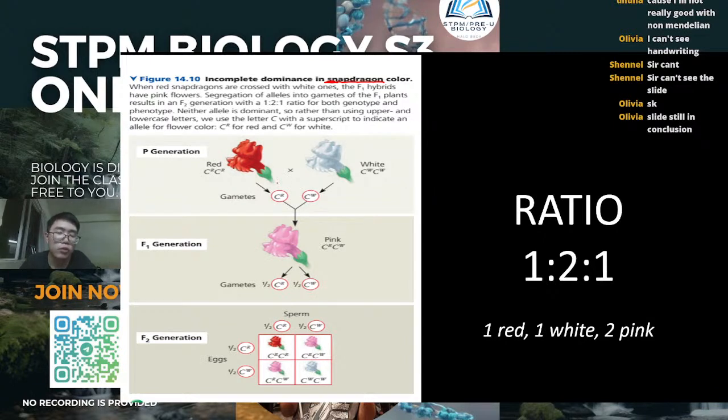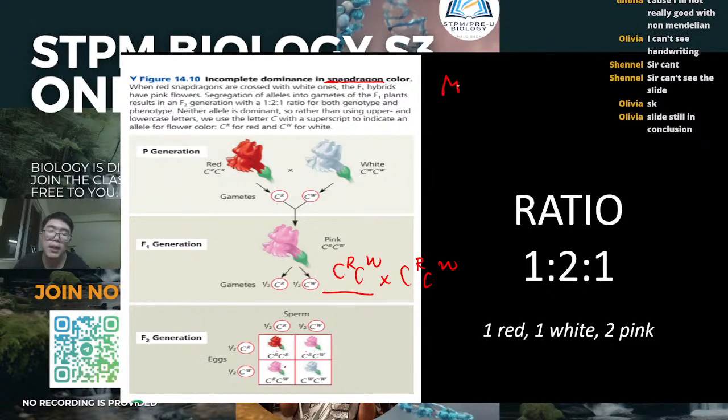When they do a cross between them, it will get only one type of offspring. It is a pink color flower, and this genotype will give the pink color flower. After that, when they do the self-cross again between the pink color flowers, they will get a ratio of one red color, two pink color, and one white color.